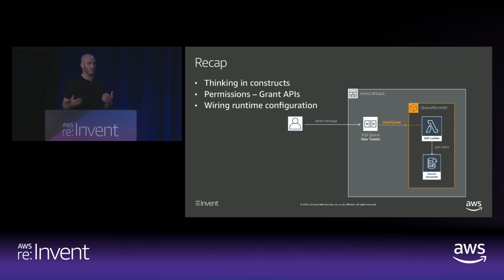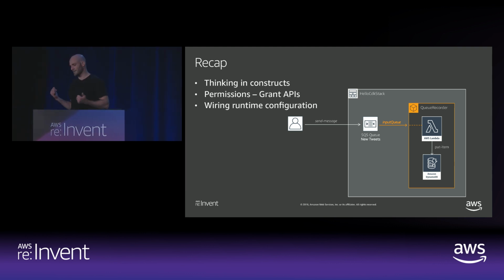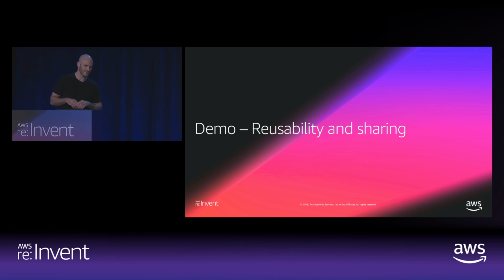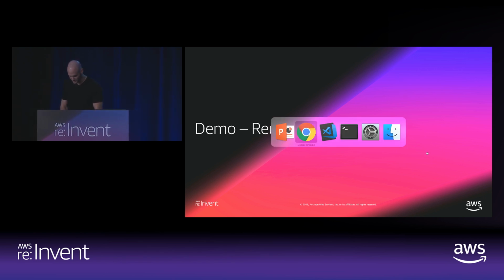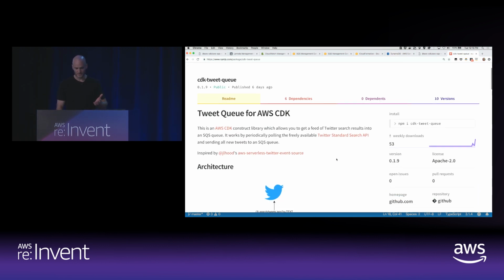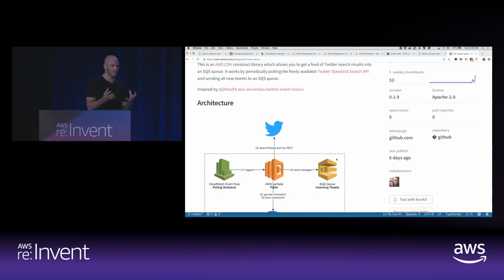And so you could publish them to package managers, whether they're internal to your company or your team, or to the public package managers. I spent some time a couple weeks ago over the weekend writing this cute little construct library called Twitter tweet queue. I published it to NPM. It's pretty cool. It would basically give you an interface of a queue that contains tweets from a Twitter search.